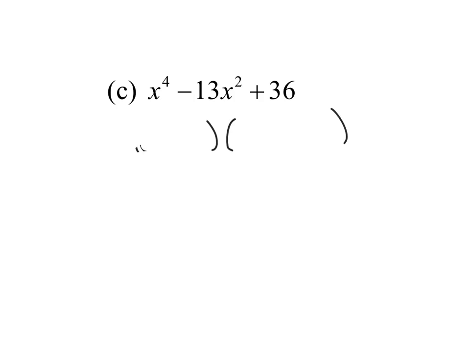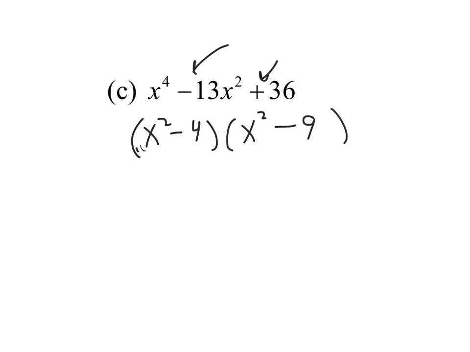I'll come back to that, but I want you to see this as what two things multiply to be x to the fourth, x squared and x squared. That's the key idea. And then numbers that multiply to be 36, this tells us the signs will be the same and they'll both be negative. Numbers that multiply to be 36 that add to 13 are 4 and 9.